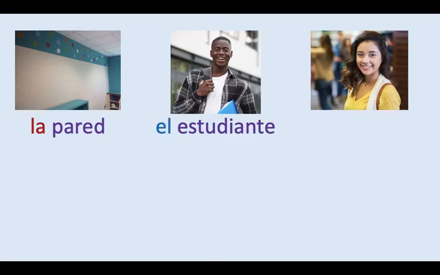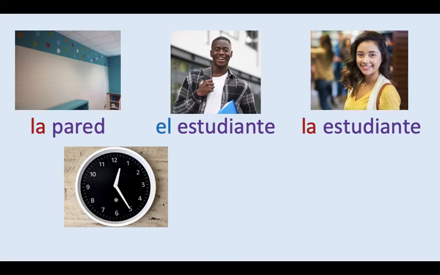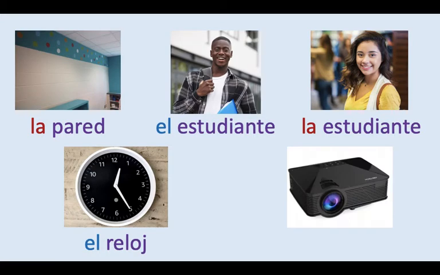Muy bien, ¿cómo se dice the wall? Repita, la pared. ¿Cómo se dice the student who's male? Repita, el estudiante, female student. La estudiante. Clock. Repita, el reloj. Projector. Repita, el proyector. Ready? One's going to disappear.